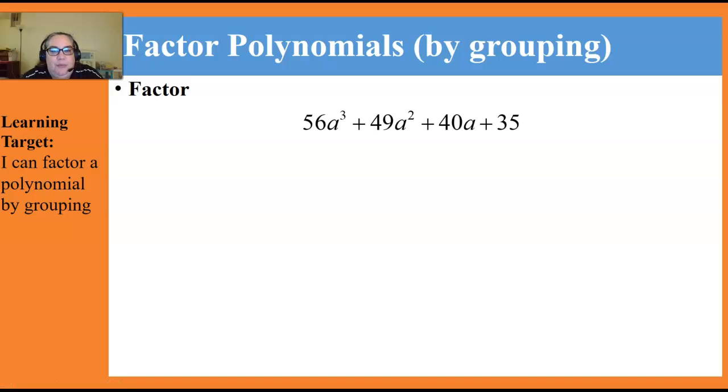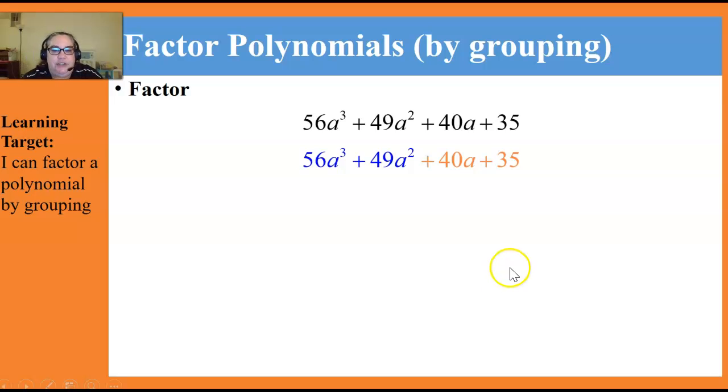So when we factor polynomials by grouping, the key thing is to make two groups. Now, before I do that, I just want to take a look at my 56a cubed, my 46a squared, the 40a, and the 35. I just want to double check that they don't have any common factors, and they don't. So I'm going to be ready to group. And really, you want an even number in each group. So what I'm going to do is separate this into two groups of two.